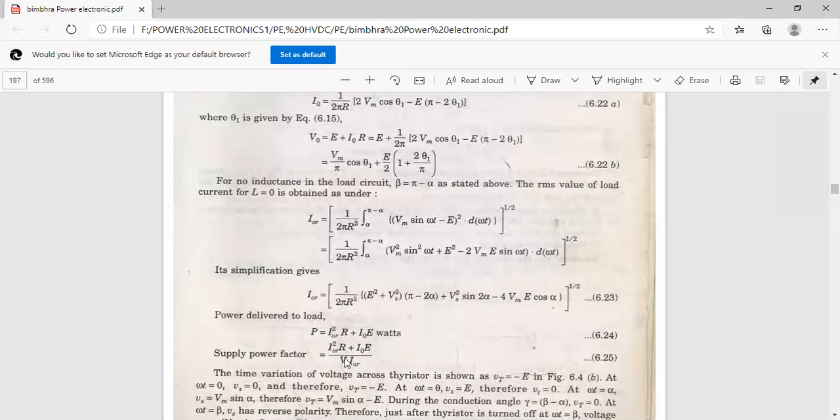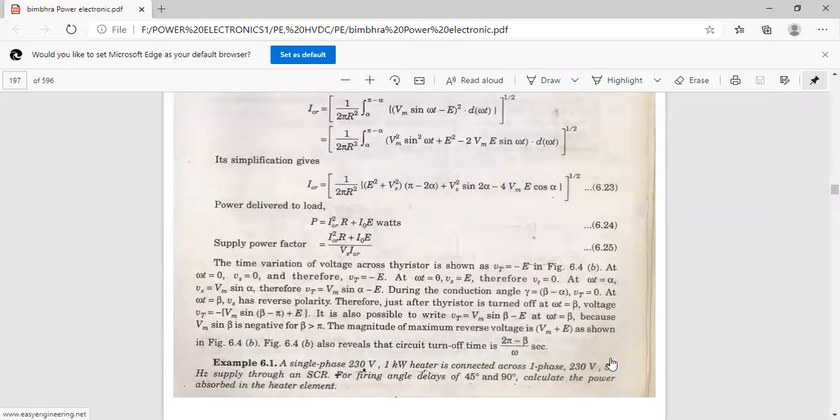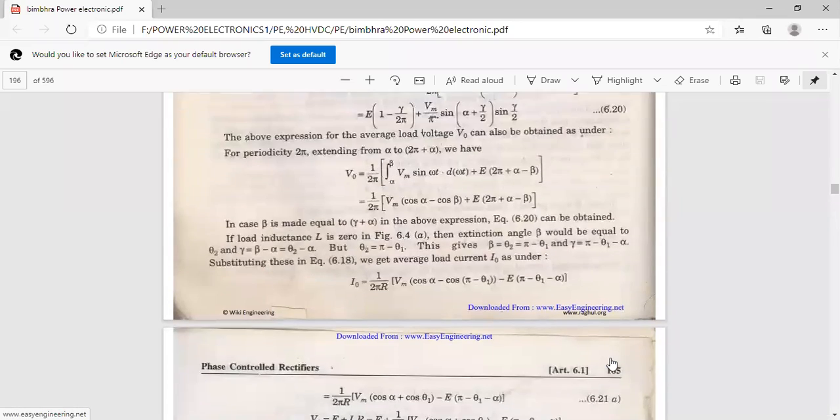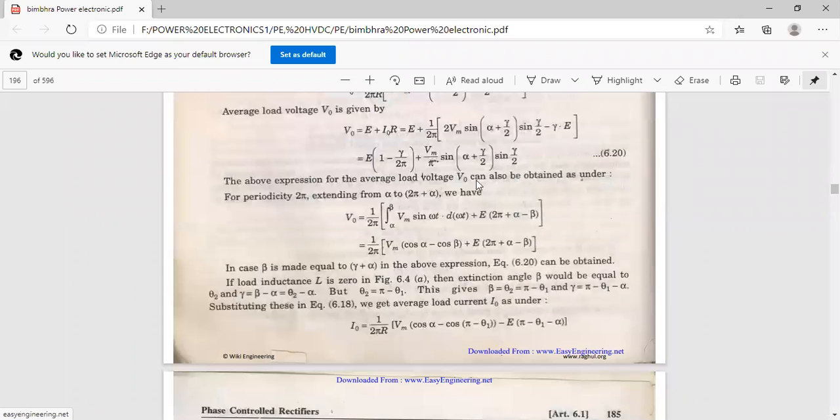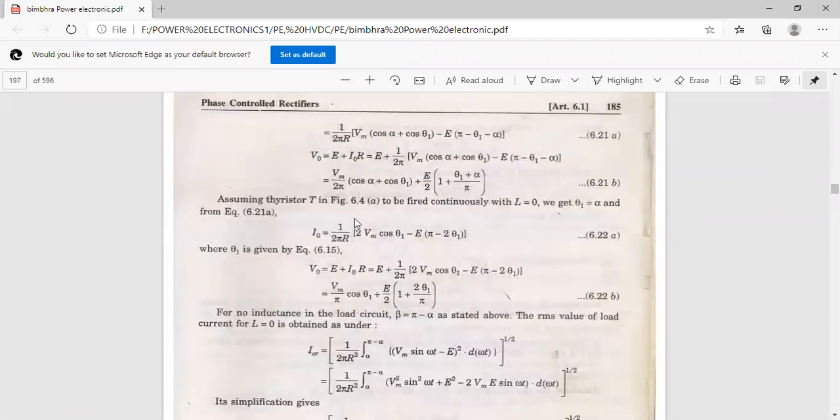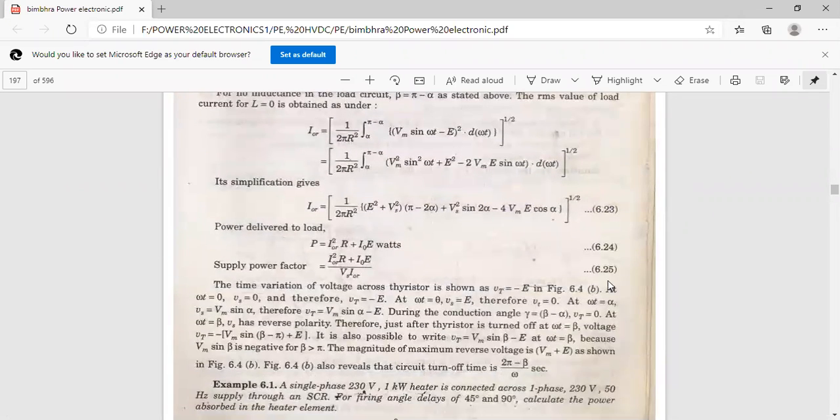Power factor is equal to output power by input. Up to equation 6.25. From where? From below 6.20, not this, not 6.20. From this equation to equation 6.25. These formulas we had tried.